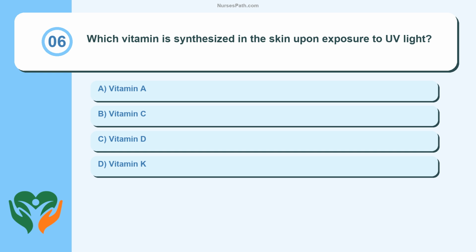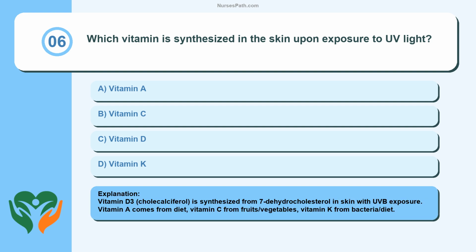Question 6. Which vitamin is synthesized in the skin upon exposure to UV light? Vitamin A, vitamin C, vitamin D, vitamin K. Vitamin D3, cholecalciferol, is synthesized from 7-dehydrocholesterol in skin with UVB exposure. Vitamin A comes from diet, vitamin C from fruits/vegetables, vitamin K from bacteria/diet.